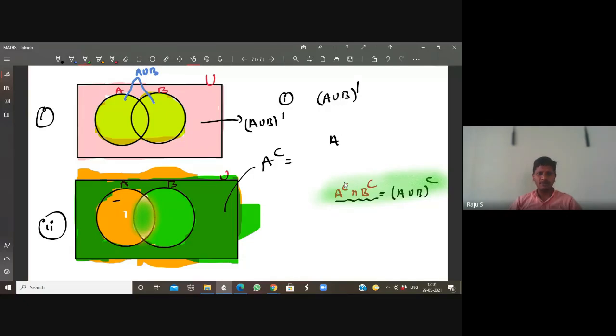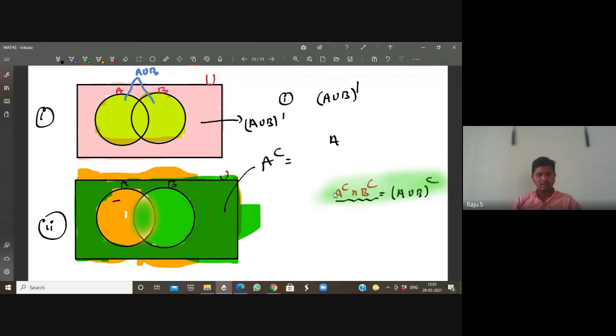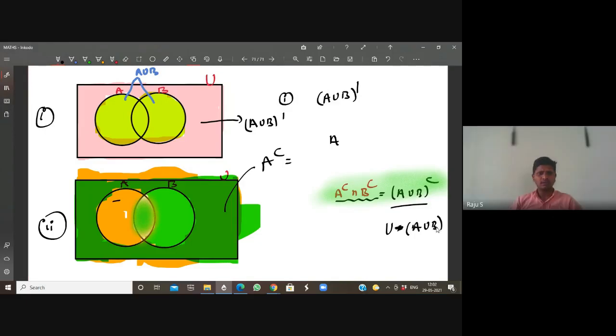Universal set minus A, universal set minus B. Other than B, we can write as U minus (A union B), the whole. Right. Okay, sir, this is clear. So both will be equal. We cannot consider this, right?